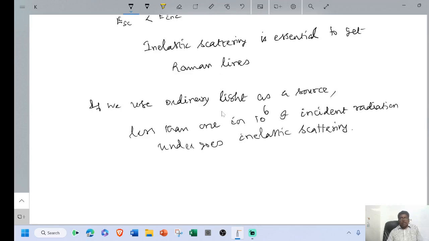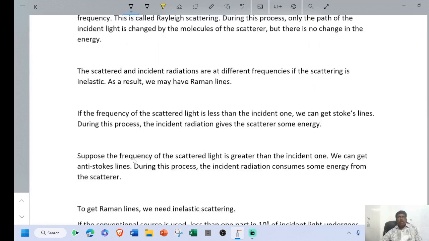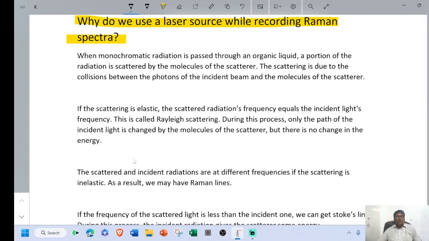Laser is a highly monochromatic one. If you use a helium neon laser with a wavelength of 3628 Angstrom units, we can get Raman lines with clarity. So you go through the question.